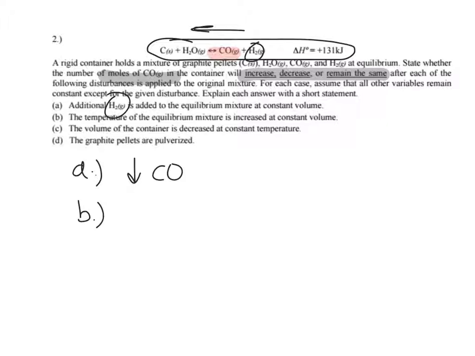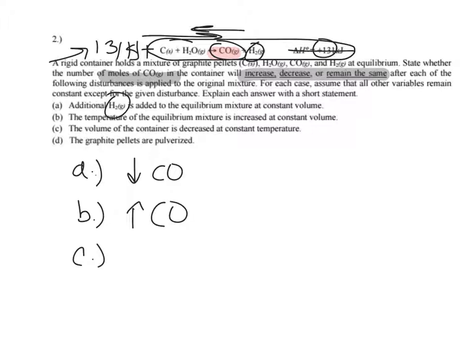In B, the temperature of the equilibrium mixture is increased at constant volume. Now, as I mentioned before, I like to add the heat in to one side or the other to tell me whether or not it's a reactant or product. And since it's a positive value, it's a reactant. Now, increasing the temperature will essentially add heat to an endothermic reaction, which is like adding a reactant to this system at equilibrium, which will force equilibrium to the right. And as a result, the concentration of CO will increase. So will the concentration of H2, but we don't really care about that. It just asks what happens to the CO when the reaction is stressed by temperature.